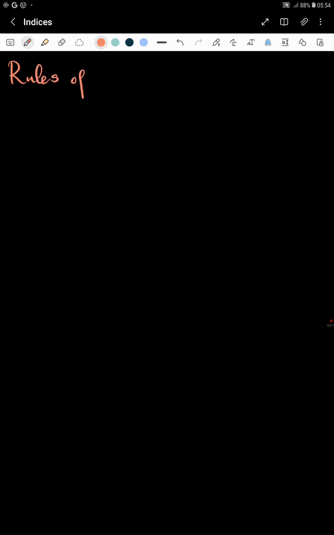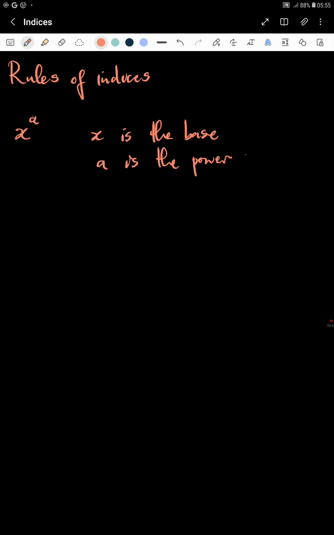Rules of indices. So in indices, you have a base, let's say x, and you have a power, let's say a. So here we are saying x is the base and a is the power or the index.